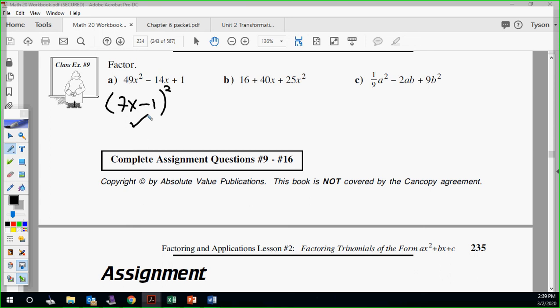Third one backwards. If you don't like this written backwards, just flip it. Put the 25x squared in front. You'll still be fine. I'll just stay in their order. It's fine. So is it 4 plus 5x squared? So let's see. 4 squared is 16. 5x squared is 25x squared. 4 times 5 for 20, doubled to 40.